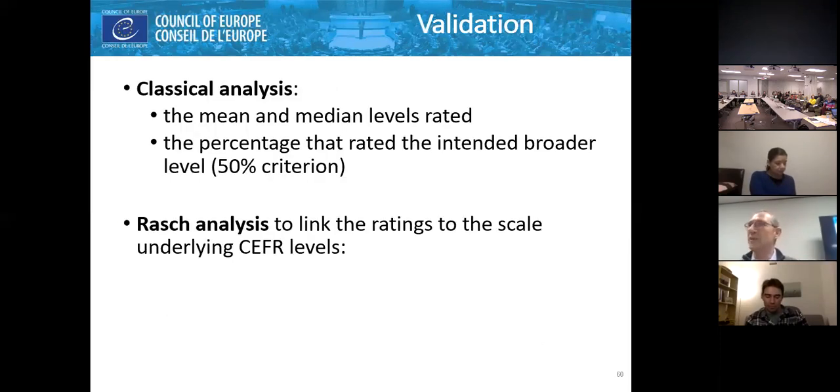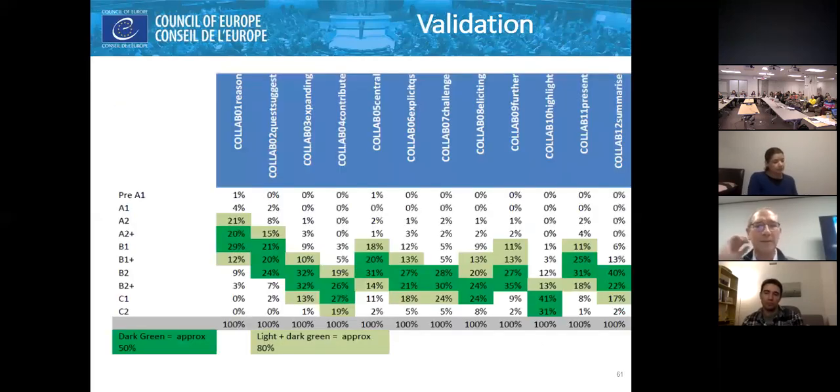At what level do you think someone's language conforms to what's described in the descriptor? There were two forms of analysis: classical analysis and Rasch analysis. For the classical analysis, we just took the means and medians and then looked at descriptors, where the dark green represents the area of a broader CFR level, like A2, B1, B2.